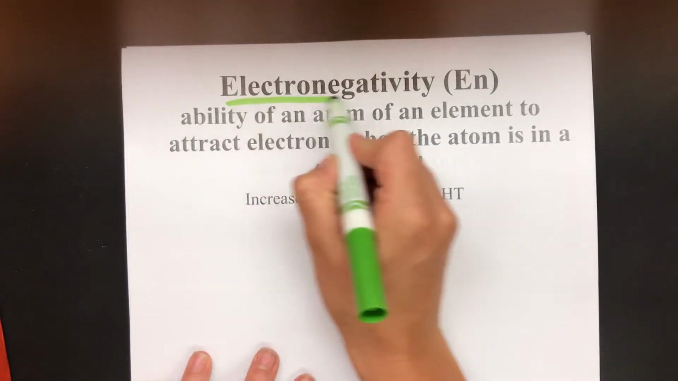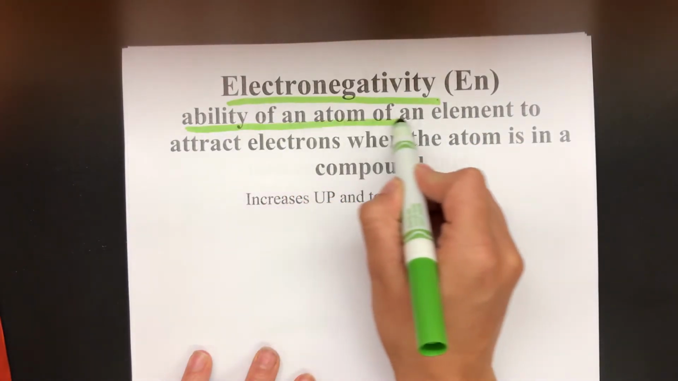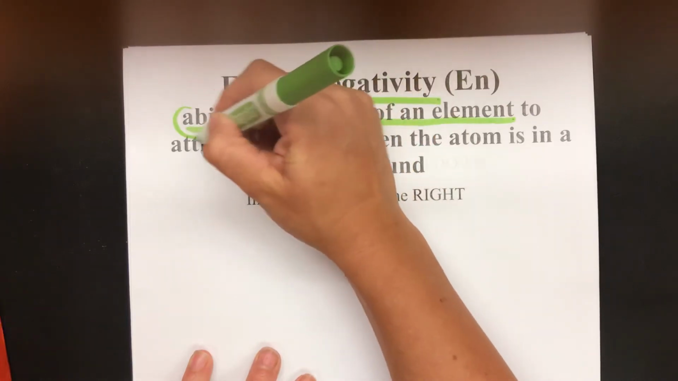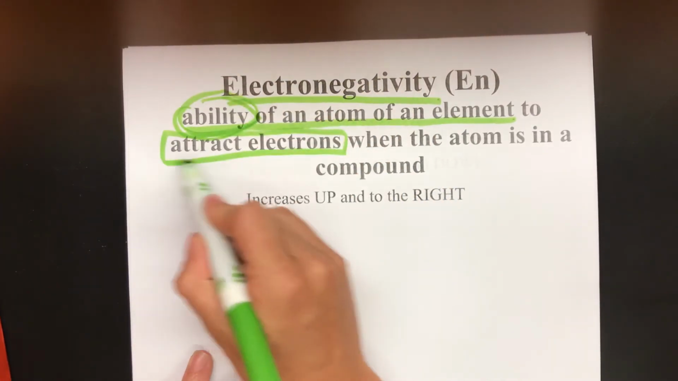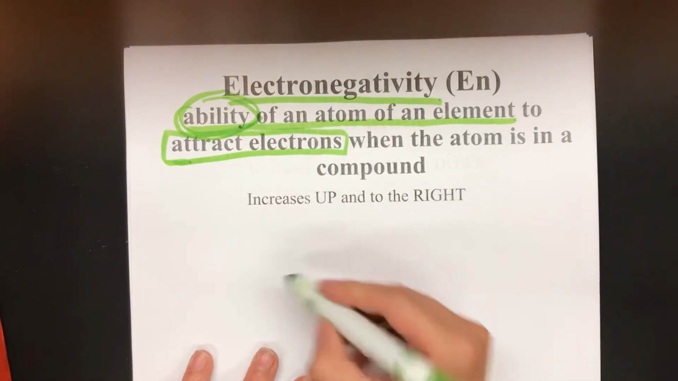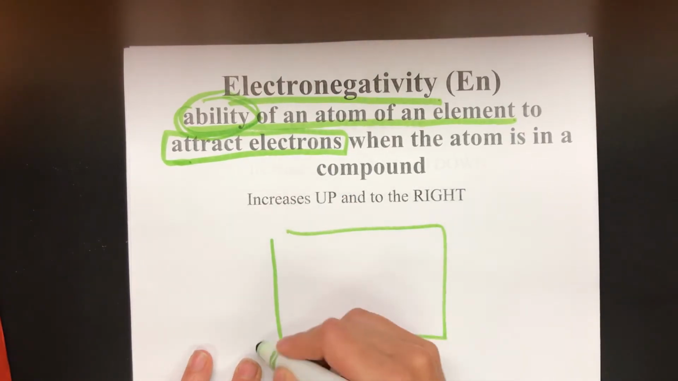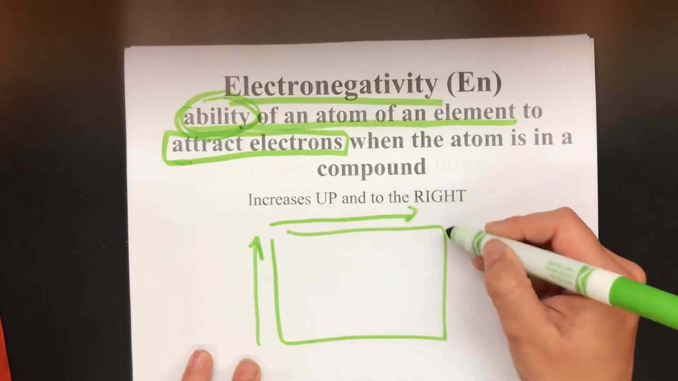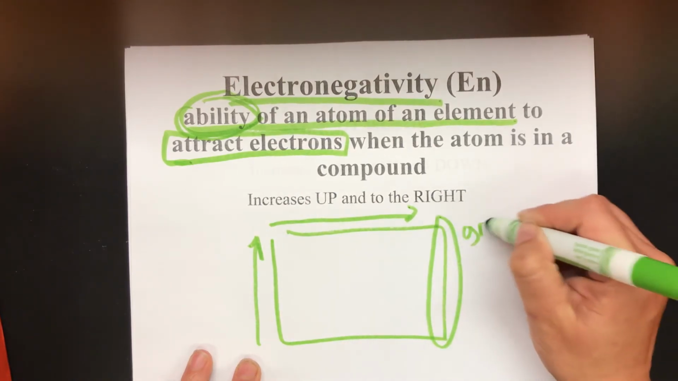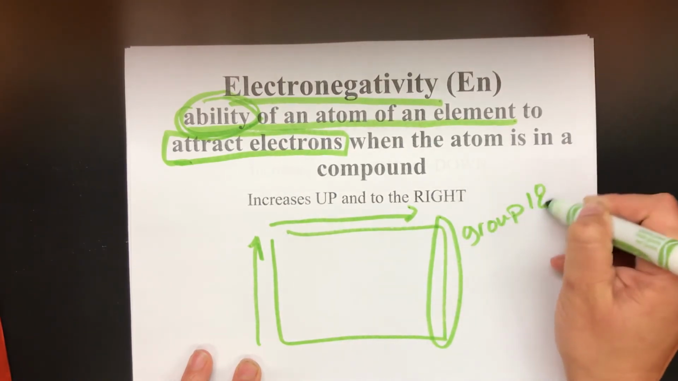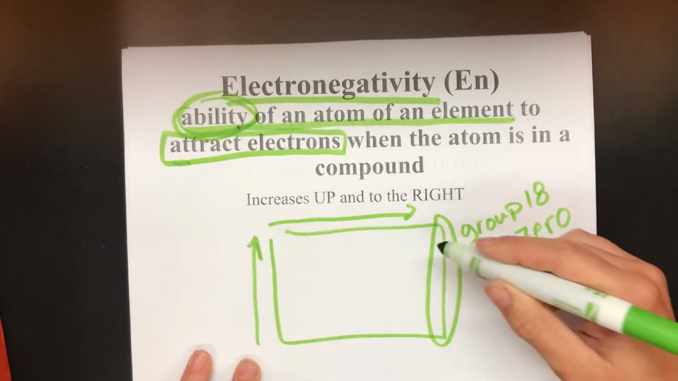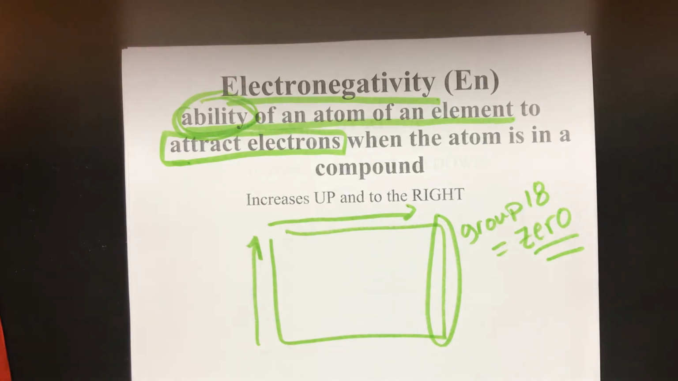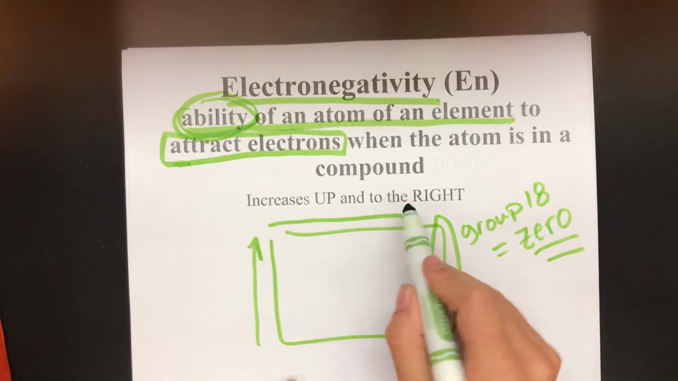Electronegativity, these big long words, you got to know them, is the ability to attract electrons. It also increases up and to the right. Only exception, group 18 has 0, has none. Group 18 does not want to attract. They're kings. They don't need more electrons. They are perfectly happy the way they are. So other than that, increases up and to the right.